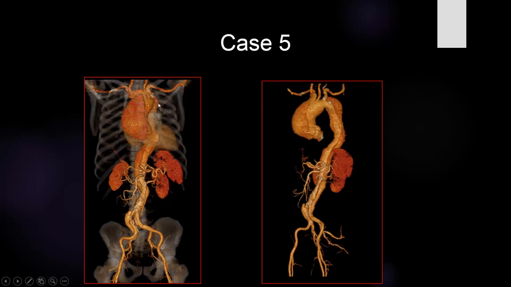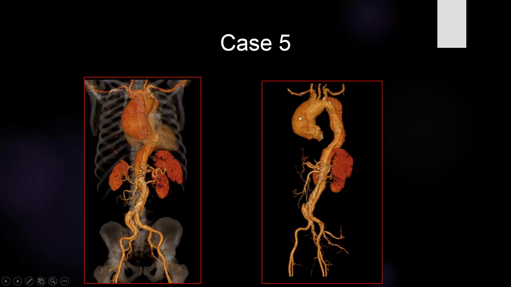there is marked dilatation of the ascending aorta and diffuse ectasia of the rest of the aorta. But we can see there is a dissecting intimal flap starting from the ascending aorta and involving the whole course of the aorta till the aortic bifurcation, and even extending to the common iliac arteries. So this is a dissecting aortic aneurysm.